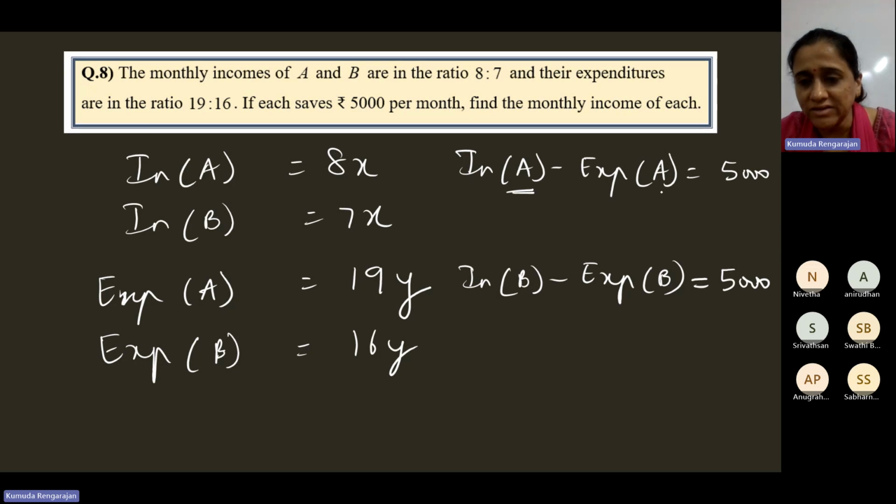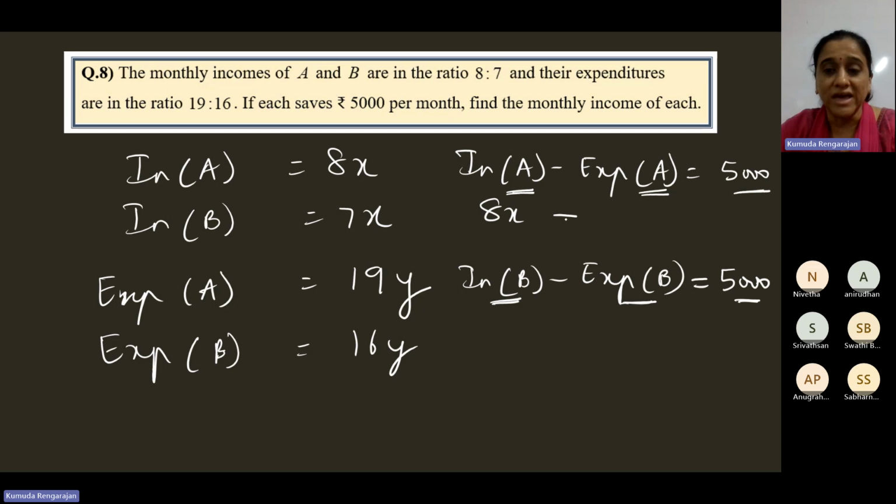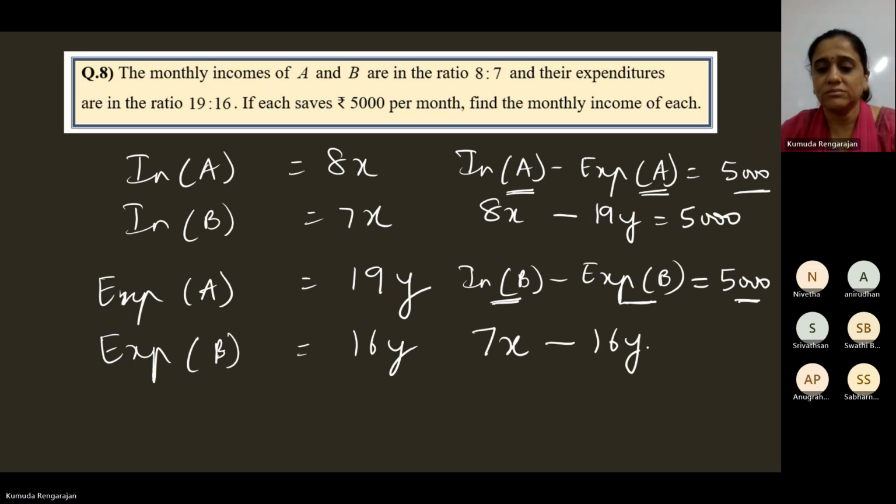A's income minus A's expenditure is equal to A's savings. B's income minus B's expenditure is equal to B's savings. So what is A's income? 8x. Minus what is A's expenditure? 19y is equal to his savings. What is B's income? What is B's expenditure? Is equal to B's savings. So these are two equations.